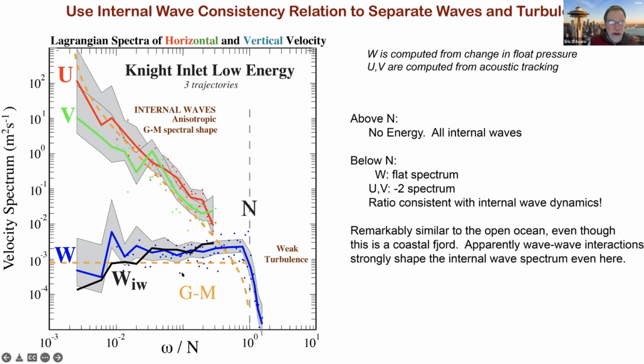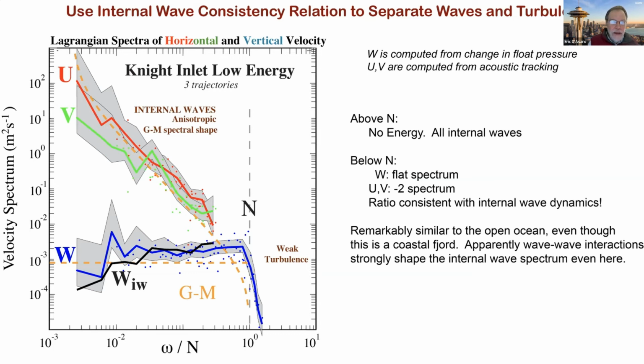And not unexpectedly, if you compute what the vertical velocity should be from the horizontal velocities, given internal wave consistency relationships, it pretty much lines up with what you see, which says that these are indeed internal waves. In fact, it's remarkably similar to the open ocean, even though this is a fjord, not like the open ocean at all. So apparently the wave-wave interactions here are strong enough to get Garrett-Munk-like spectrums, even in a place that's quite different from where it was originally found.